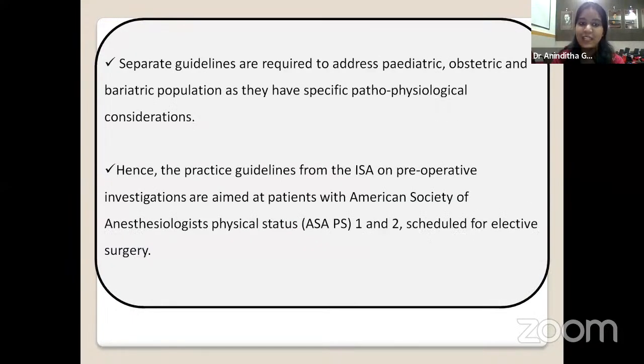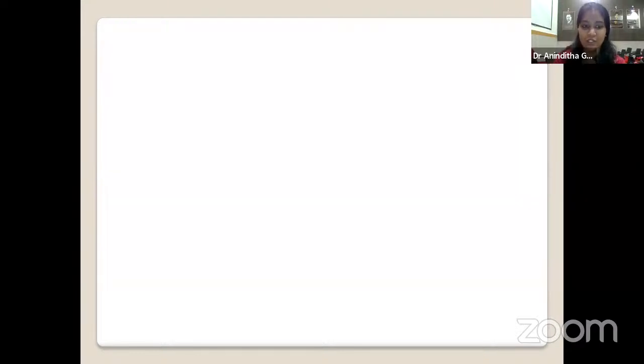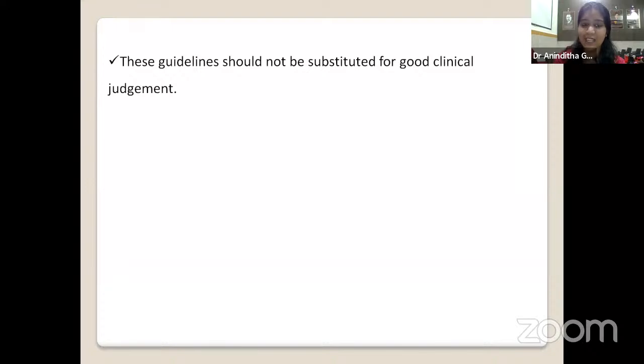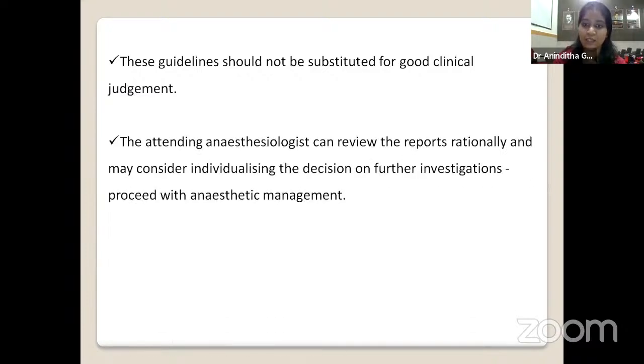So separate guidelines are required to address pediatric patients, the obstetric and bariatric population, as they have specific pathophysiological considerations. Hence, the practice guidelines from ISA on preoperative investigations are aimed at patients with ASA physical status 1 and 2 scheduled for elective surgery. So these guidelines should never be substituted for good clinical judgment. That is, history and clinical examination always come first.